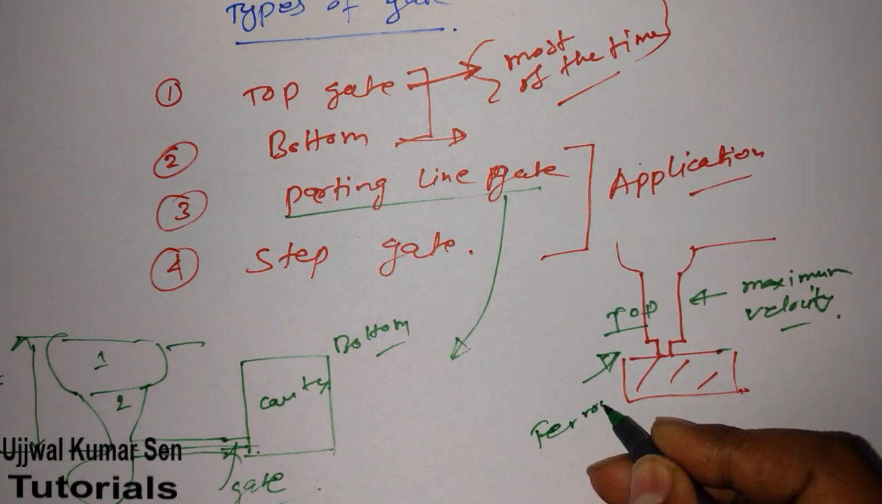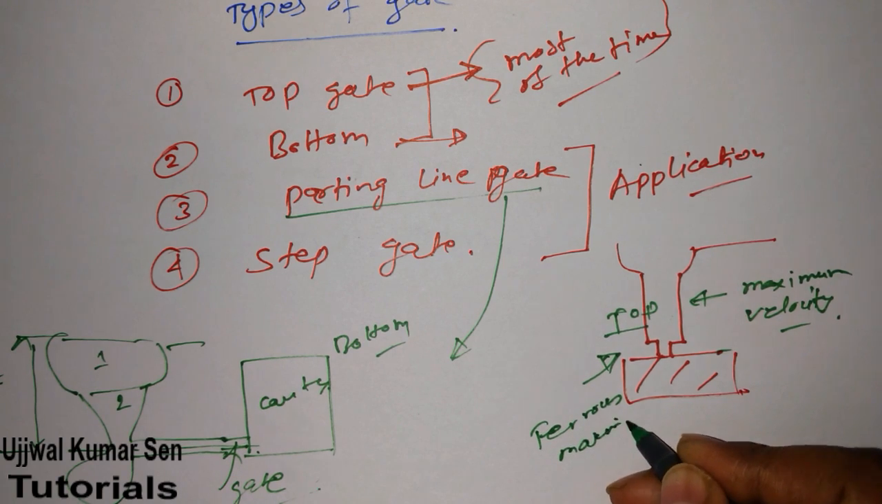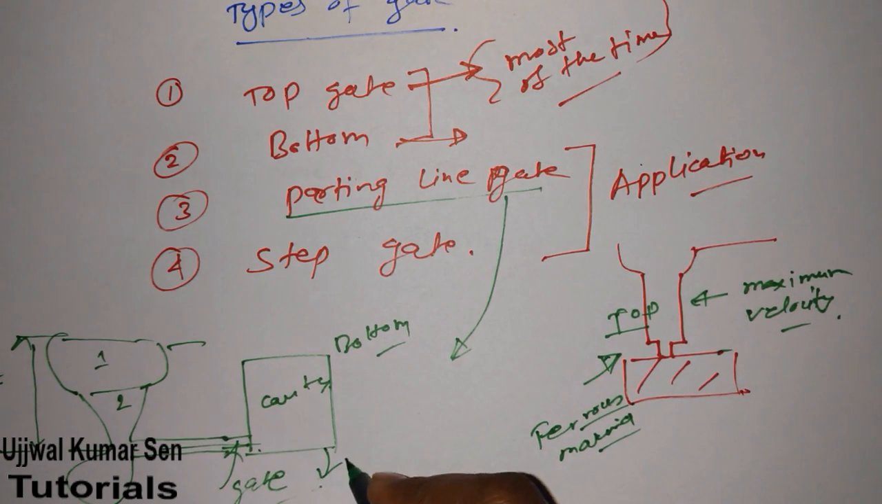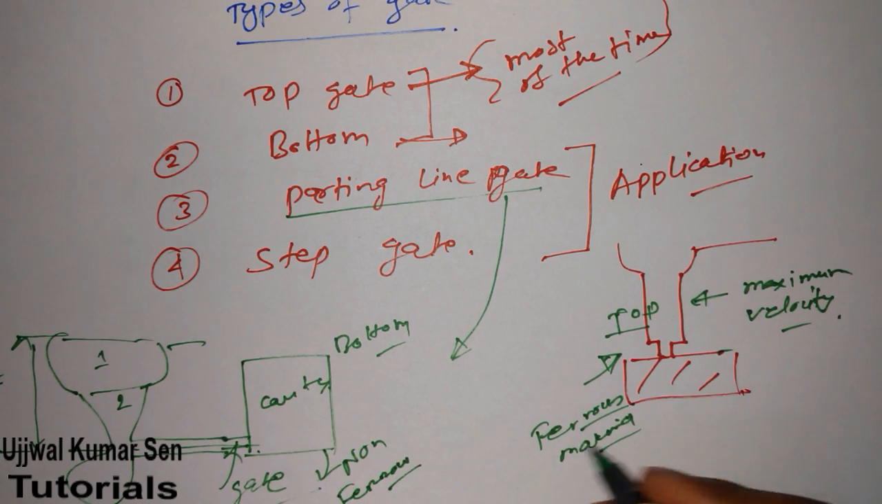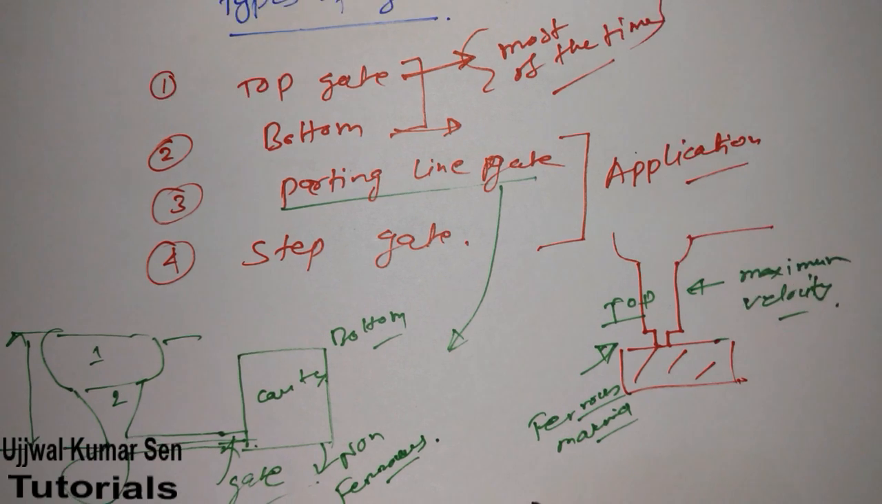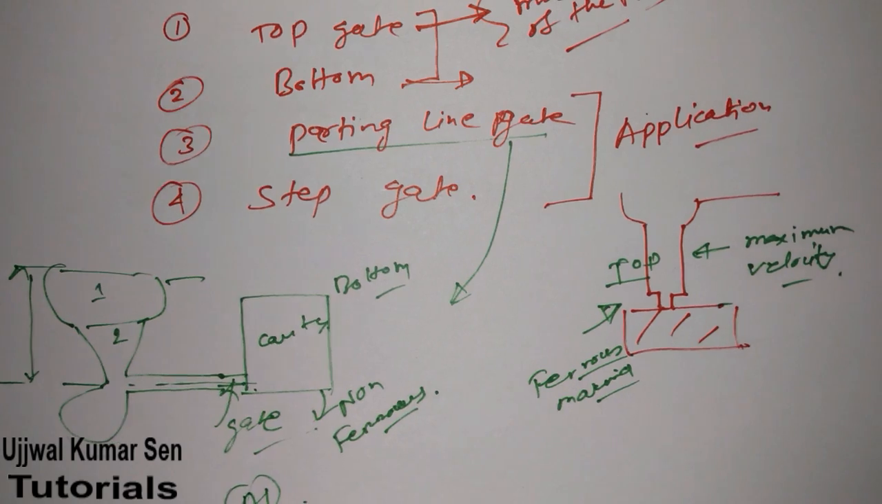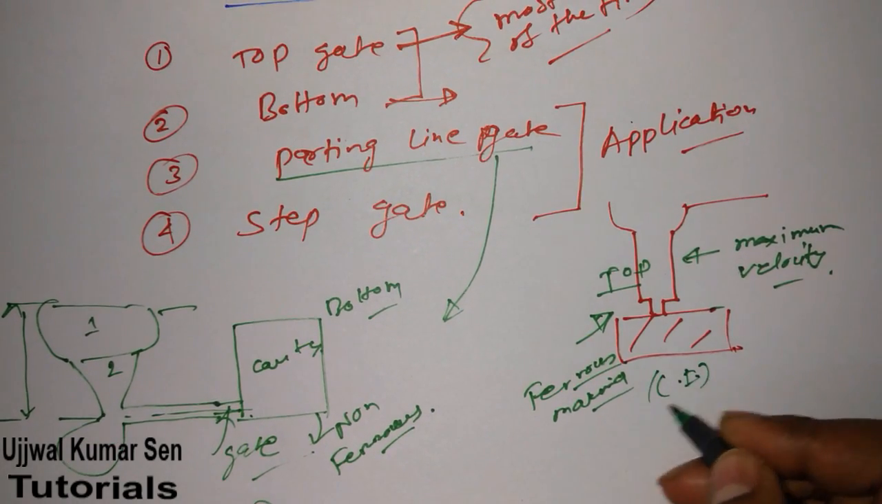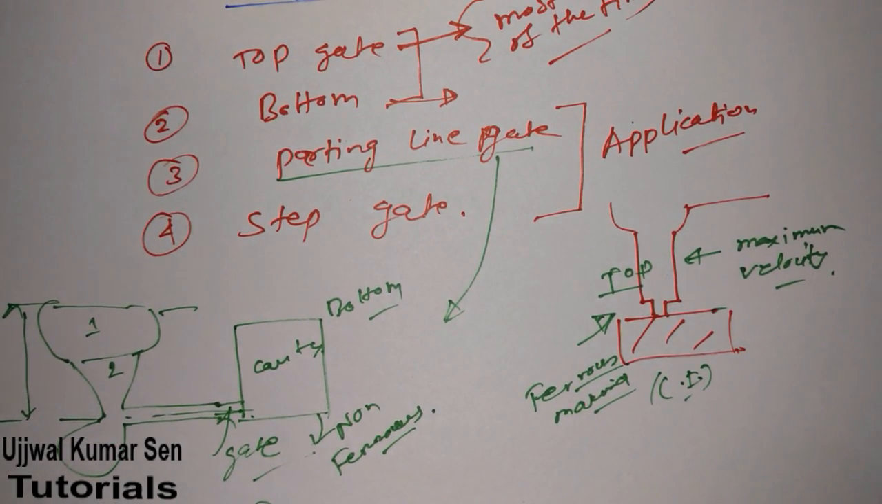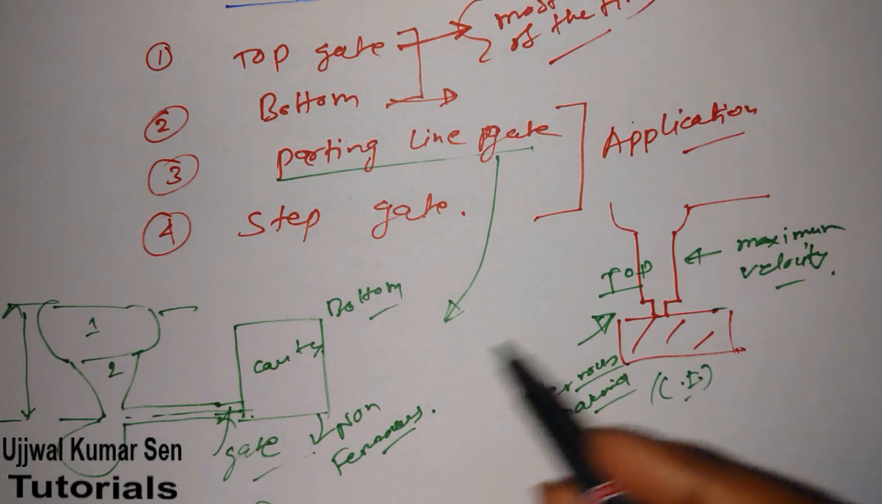So if we talk about what type of application we have, for top gate we usually use it for ferrous material, and bottom gate we use only for non-ferrous. That means materials in which we don't have iron atom, just like aluminum, right? For cast iron, we use maximum velocity. We can fill the molten metal into the cavity with maximum velocity. So this is top gate and bottom gate. Parting line gate we use to get advantage of these two types of gate.